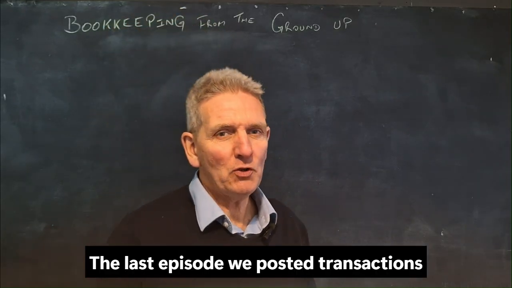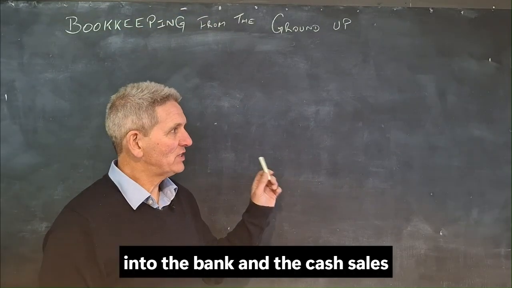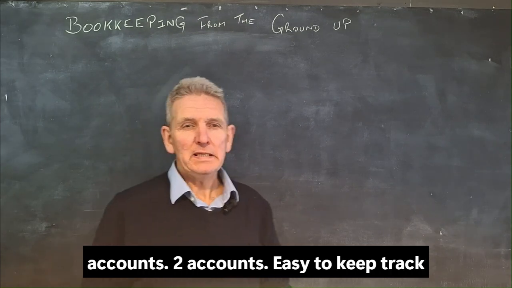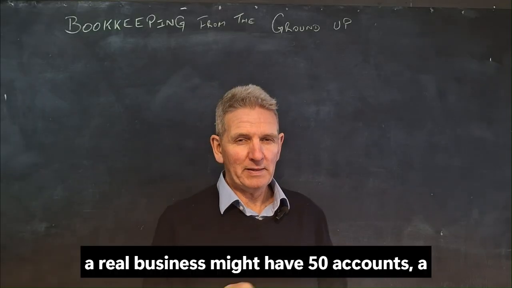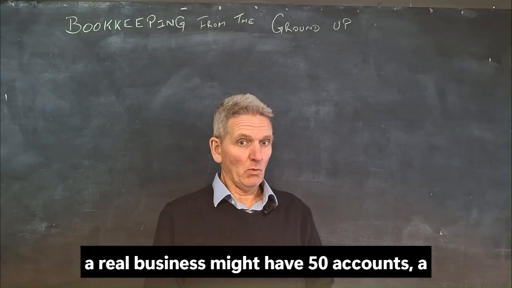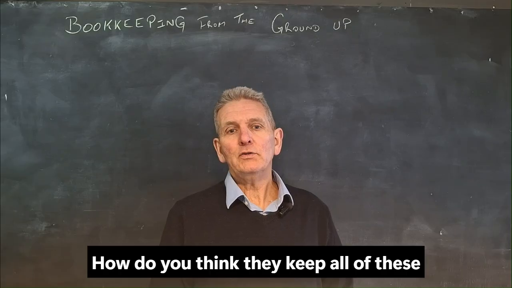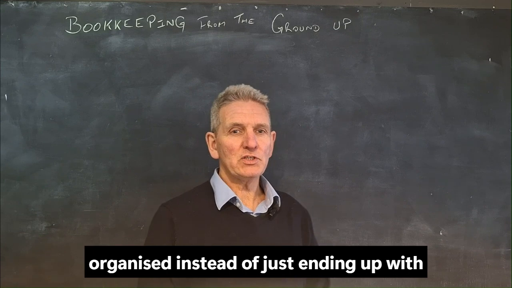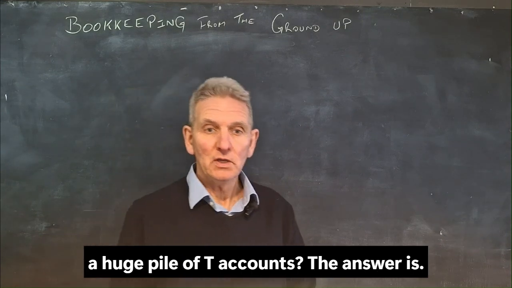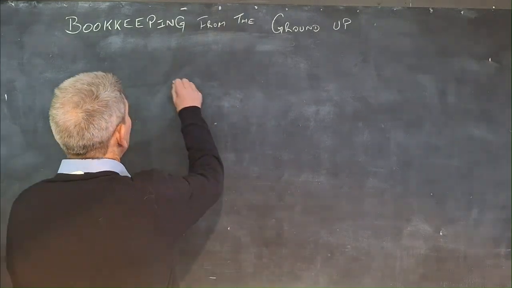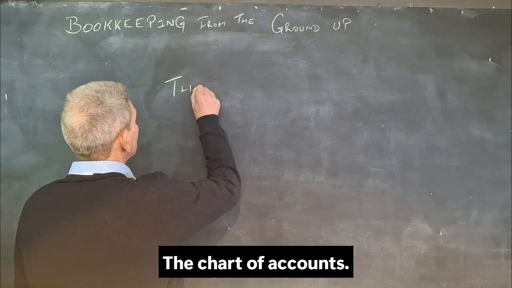Last episode, we posted transactions into the bank and the cash sales accounts, 2 accounts, easy to keep track of. But a real business might have 50 accounts, a bigger one might have hundreds. How do you think they keep all of these organized instead of just ending up with a huge pile of T accounts? The answer is the chart of accounts.